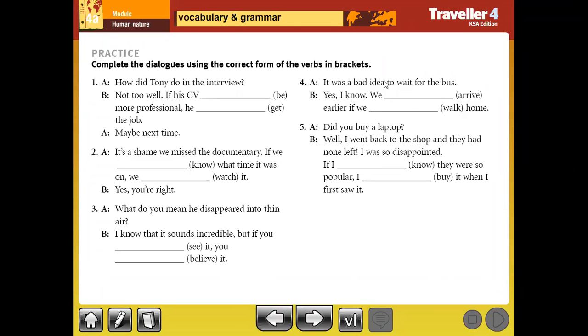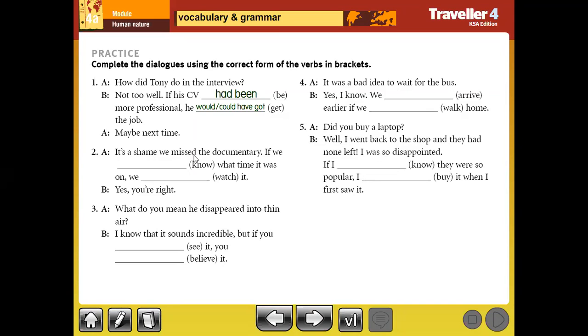Muhammad Asmari and Ahmed Waleed said, not well, if his CV had been okay. We used here the past perfect. And the next part, the main clause, will consist of what? He get the job. He would or could have got the job. If his CV had been more professional, he would or could have got the job.